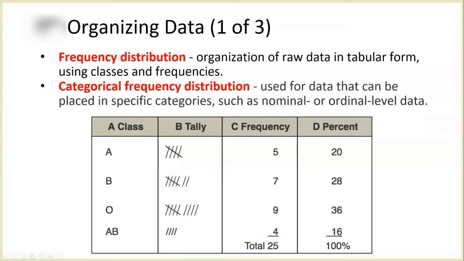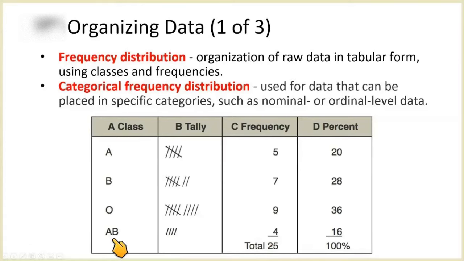Organizing data, we look at what a frequency distribution is. It's just a way we can organize raw data in a table form. For this table, we don't have the raw data, but looking at the third column, I know that this data set represents 25 individual values, because that's the total. And I also know that the data is based on blood typing.